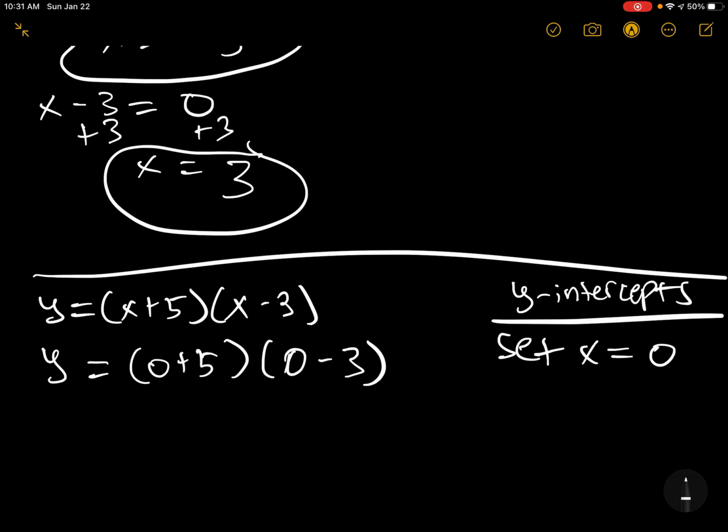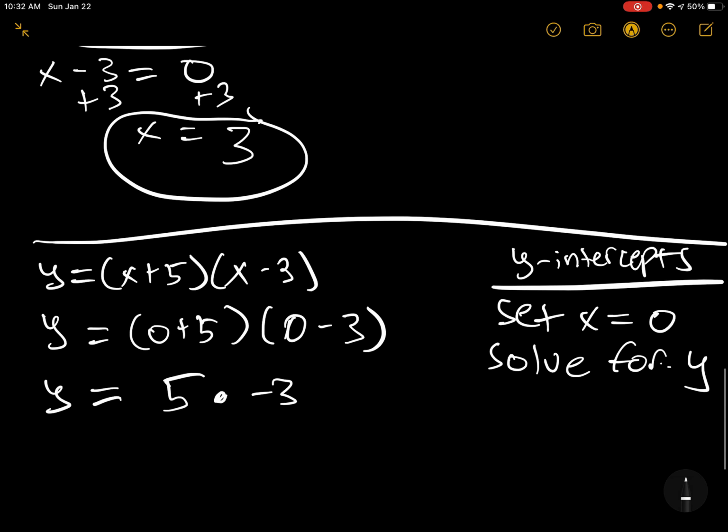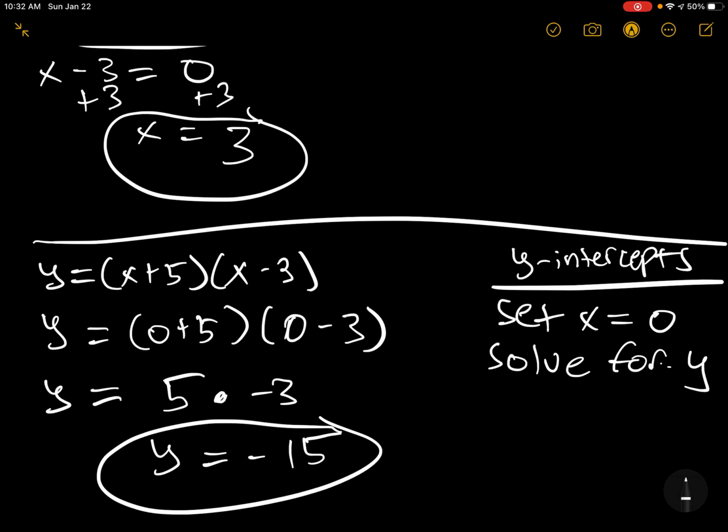So now we're going to come back over here and we want to solve for y. So we know that 0 plus 5 is just going to get us 5 times 0 minus 3 gets us -3. So we get our y-intercept to be -15. And that's it for our y-intercept. So we can come over here and write 0, -15.